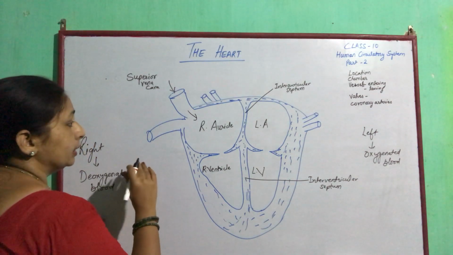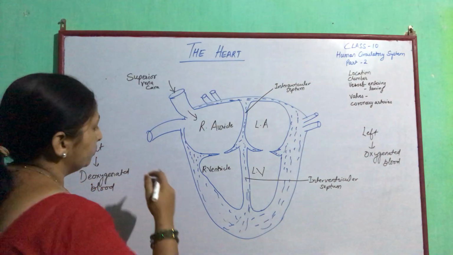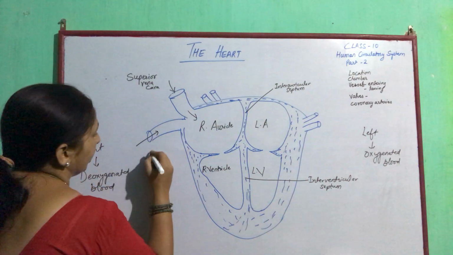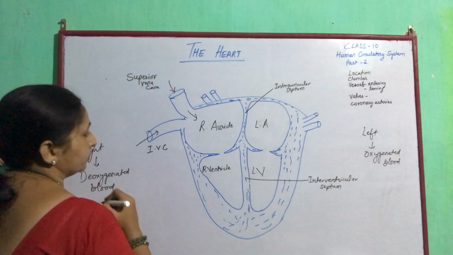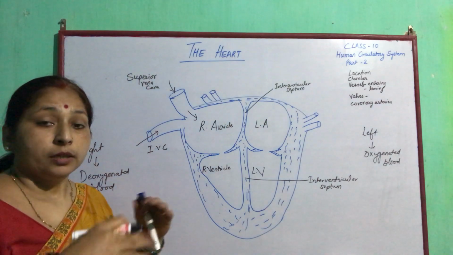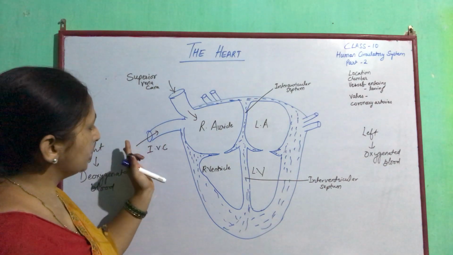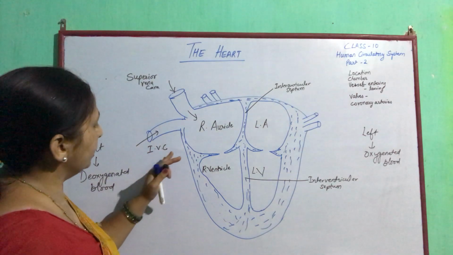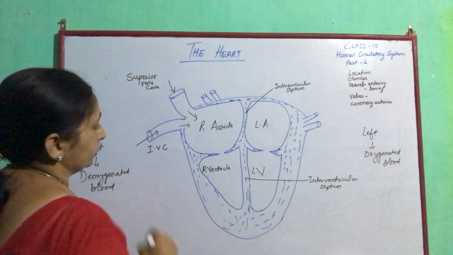The deoxygenated blood from the lower part of our body is received by the inferior vena cava. From all the parts below the heart, the deoxygenated blood is received by the inferior vena cava and poured into the right auricle.